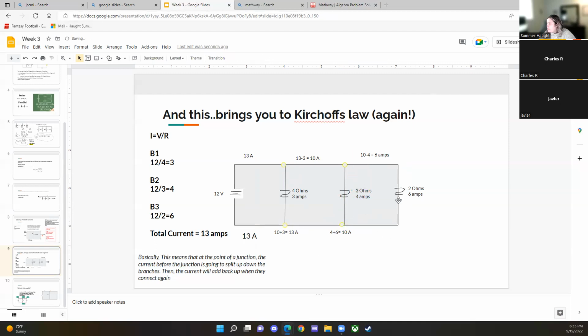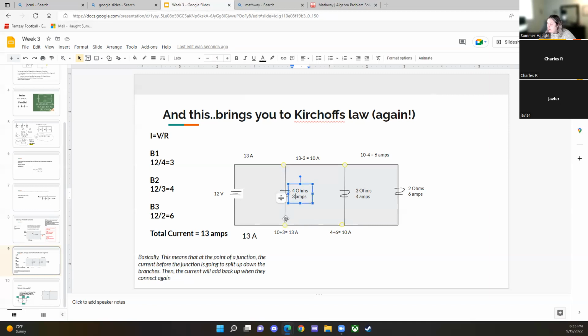So we had 4 amps plus 6 amps to give us 10 amps at this location. So we have 10 amps going here, and then you can see that it meets back up with these 3 amps, 10 plus 3 to give us 13, which is what we started with. So I know that was kind of a long problem, but basically all this is showing you is that Kirchhoff's law is saying that at the point of a junction, which is anywhere where our current splits direction, the current before the junction is going to split up down the branches, and then at the end it's going to add back up.